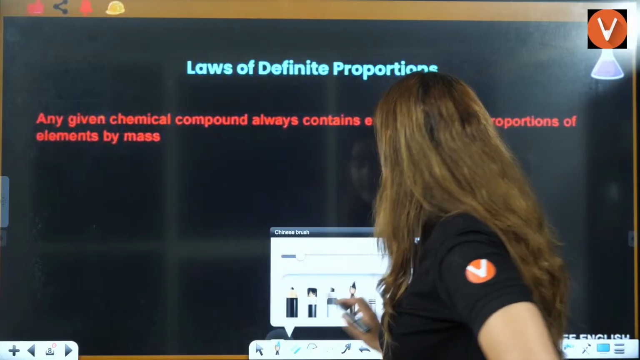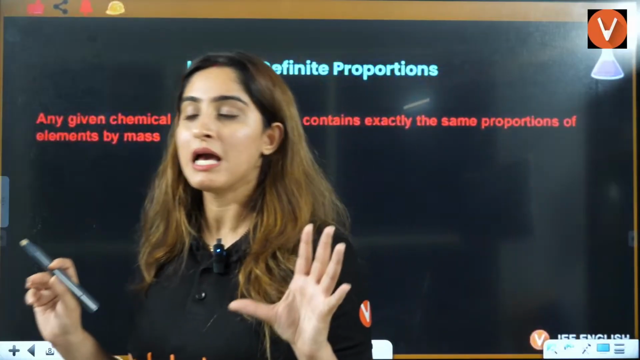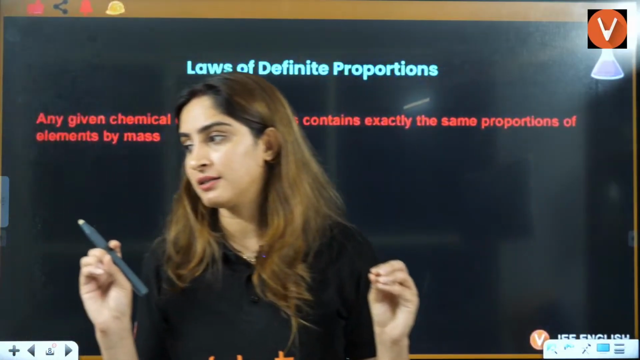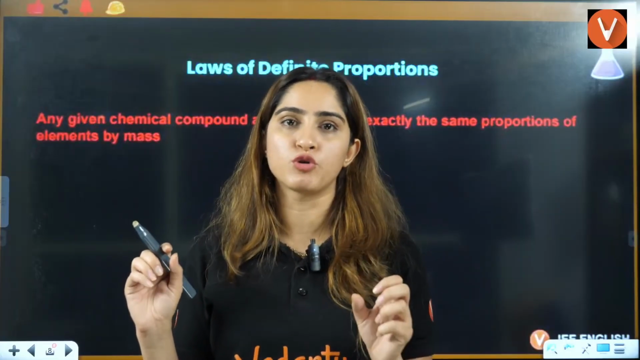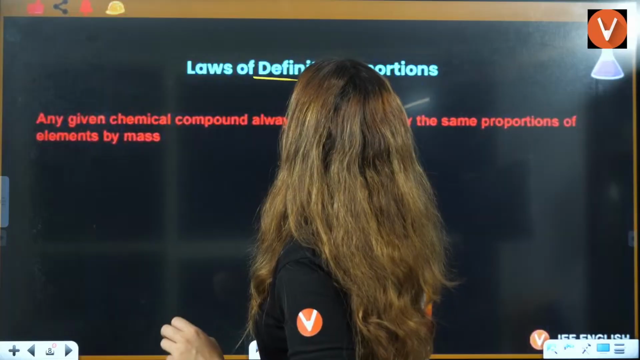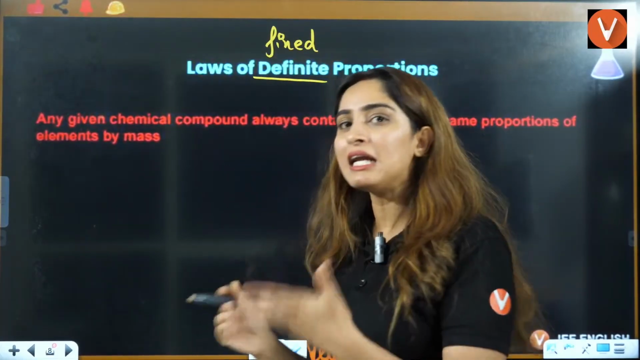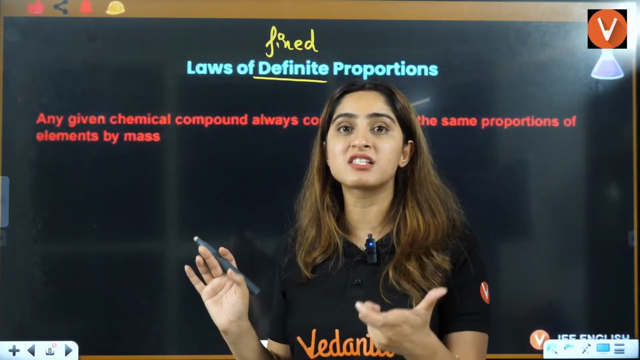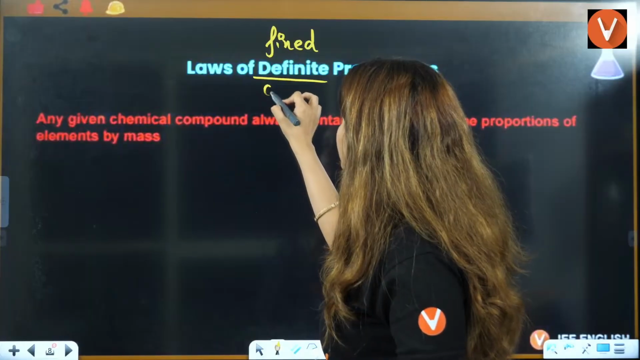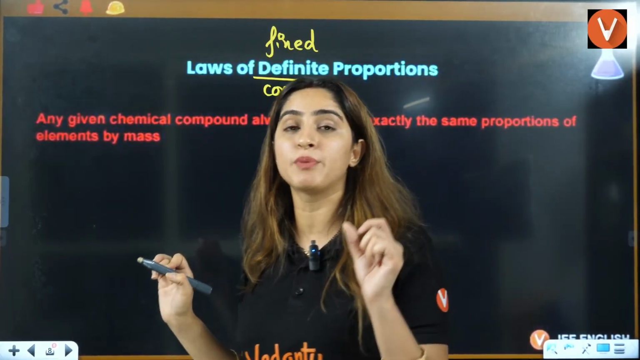Okay? So, let's see this law of definite proportion. Now, what do you mean by definite? Definite means fixed proportion. We say, definitely I'll do that, surely I'll do that. Definite means fixed, that is a constant thing. That means the law of constant proportion.